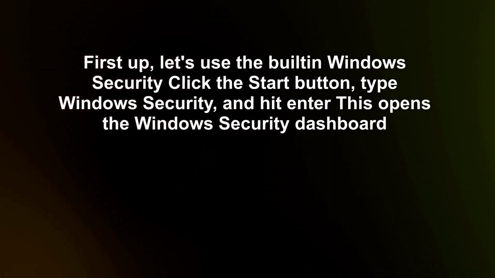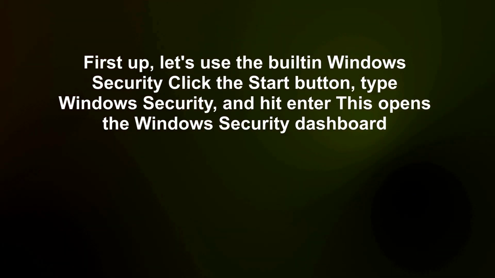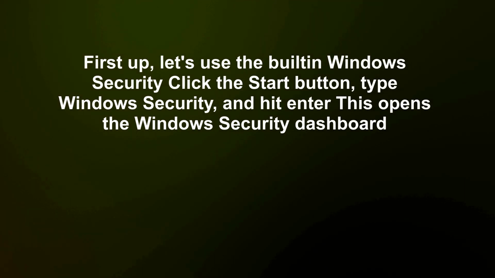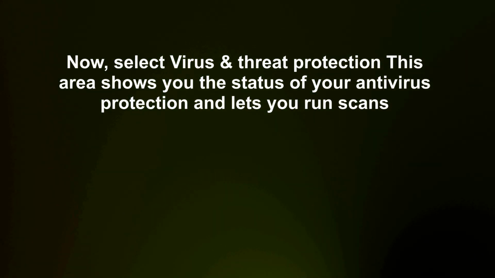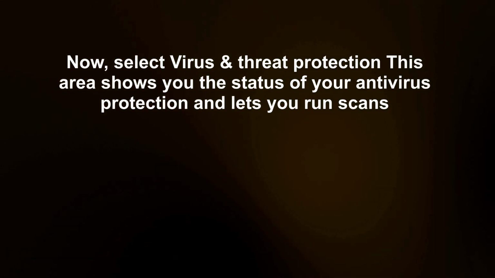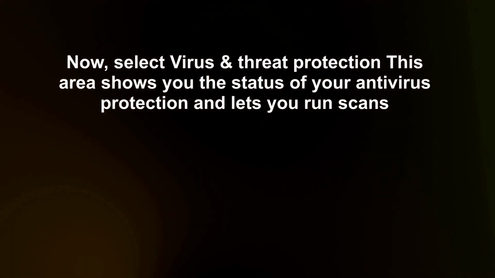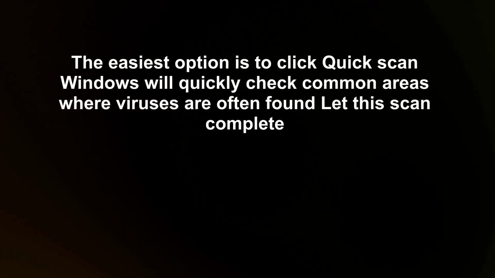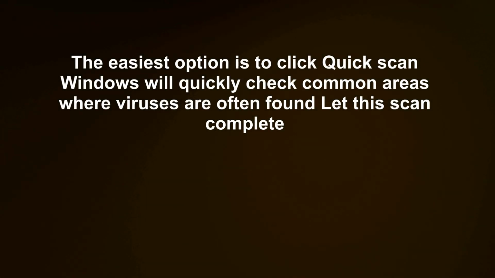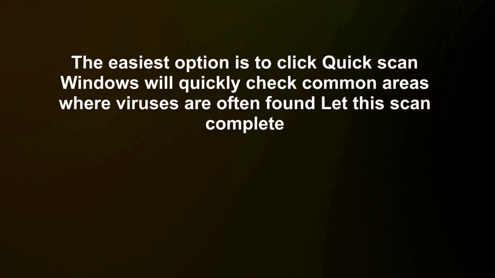Click the Start button, type Windows Security, and hit Enter. This opens the Windows Security dashboard. Now, select Virus and Threat Protection. This area shows you the status of your antivirus protection and lets you run scans. The easiest option is to click Quick Scan. Windows will quickly check common areas where viruses are often found.